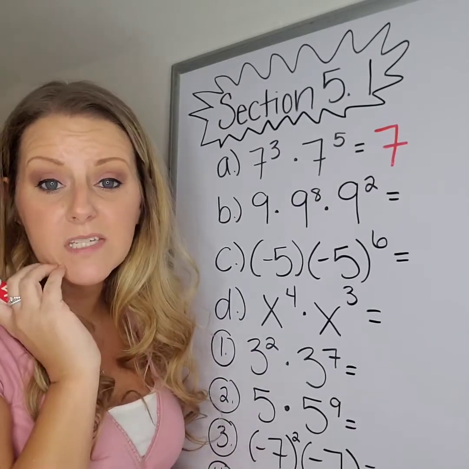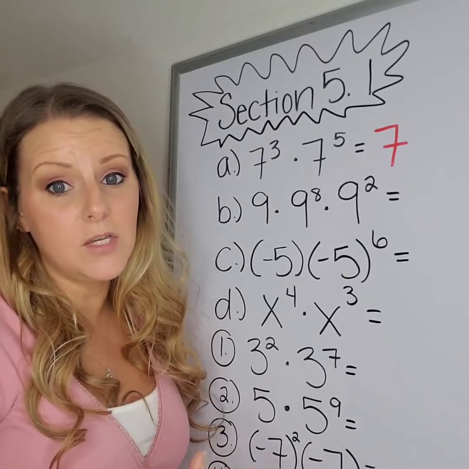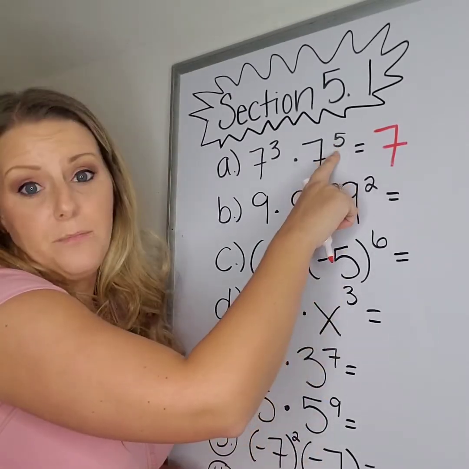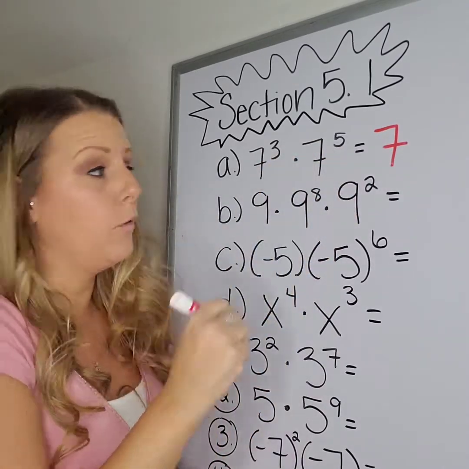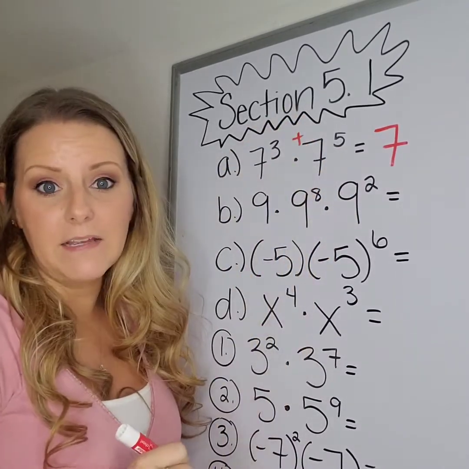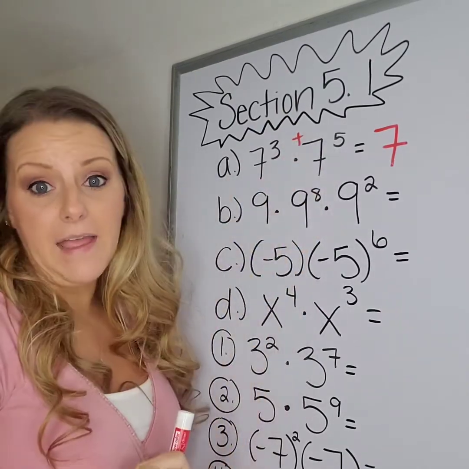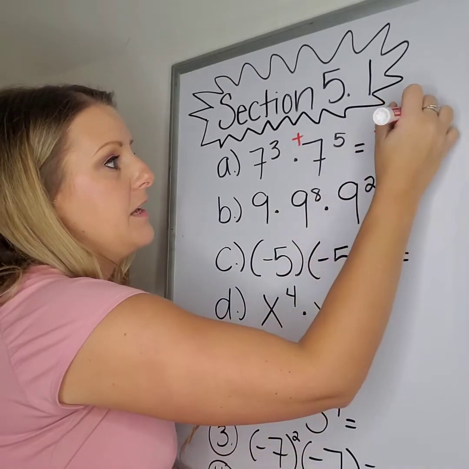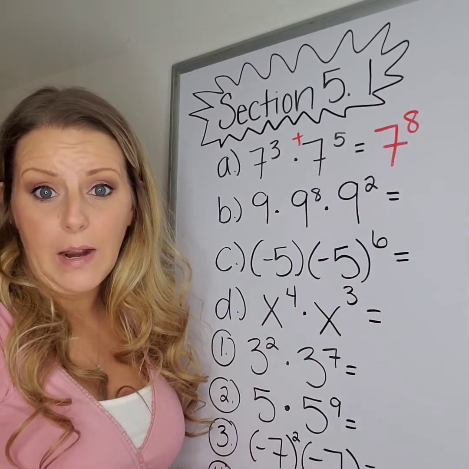When it's to the third power, we can say power or we can say cubed even. This is the 5th power. These powers or exponents, we're going to add them. I like to put a little plus there so I know. So 3 plus 5 is 8. And now you just leave it as 7 to the 8th power.